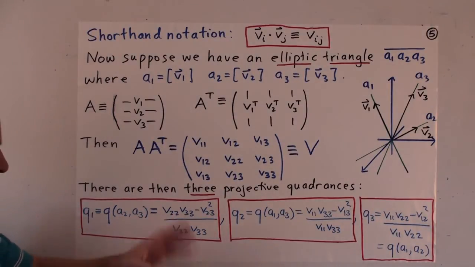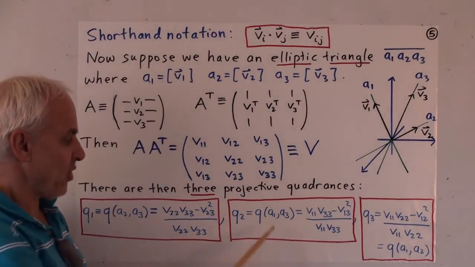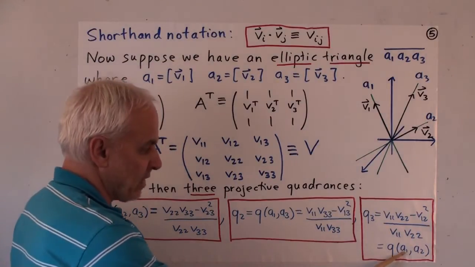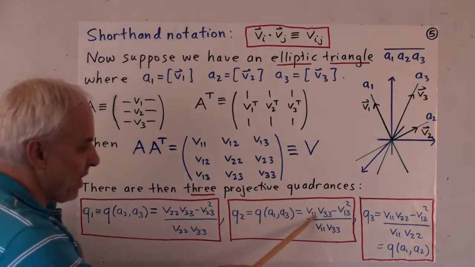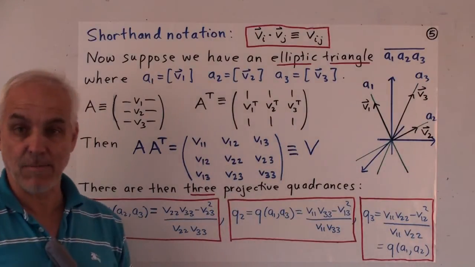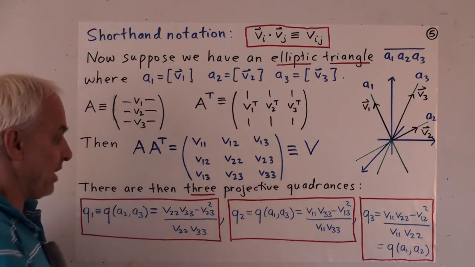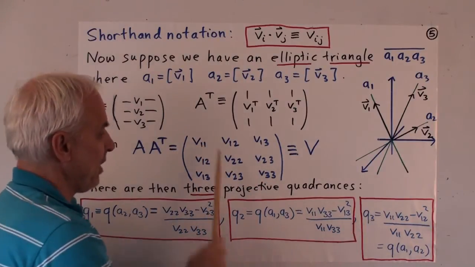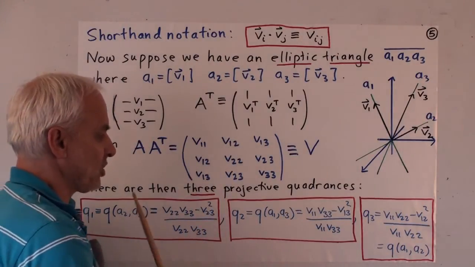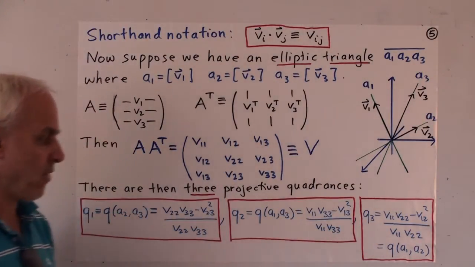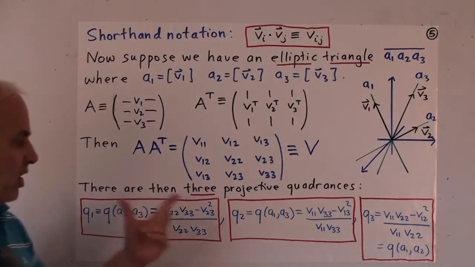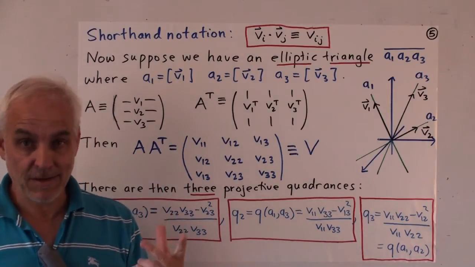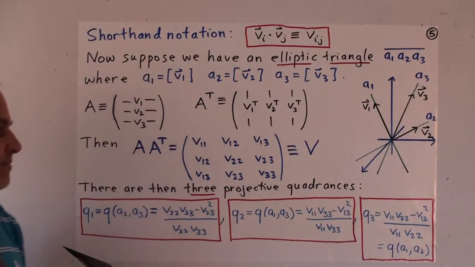And exactly in a similar way, just changing the indices, here's Q2, which is the quadrance between A1 and A3. And here's Q3, which is the quadrance between A1 and A2. They're also given by essentially a 2 by 2 sub-determinant, or minor, of this matrix. So here is V11 times V33 minus V13 squared, and over here we get V11 times V22 minus V12 squared, all over the corresponding product of quadrances. So those are the three projective quadrances formed by these three projective points.